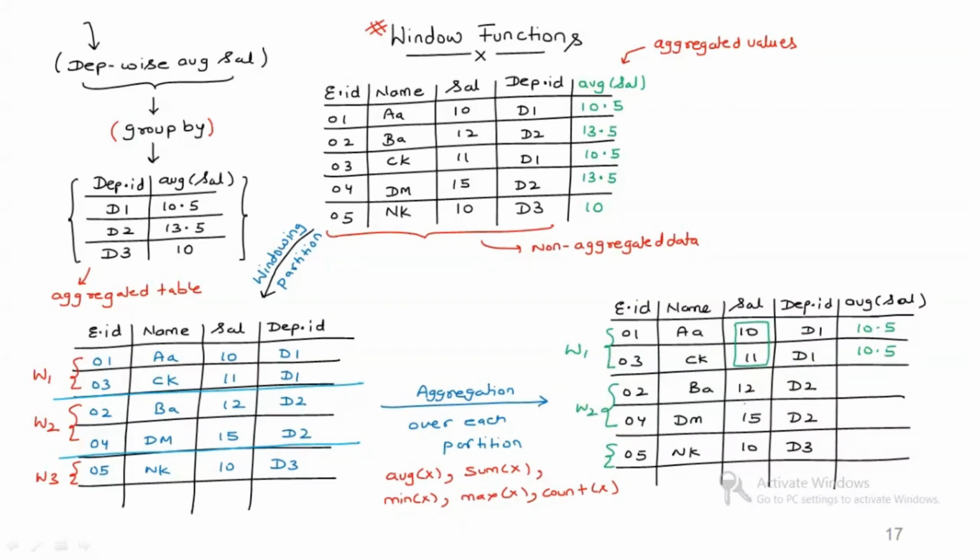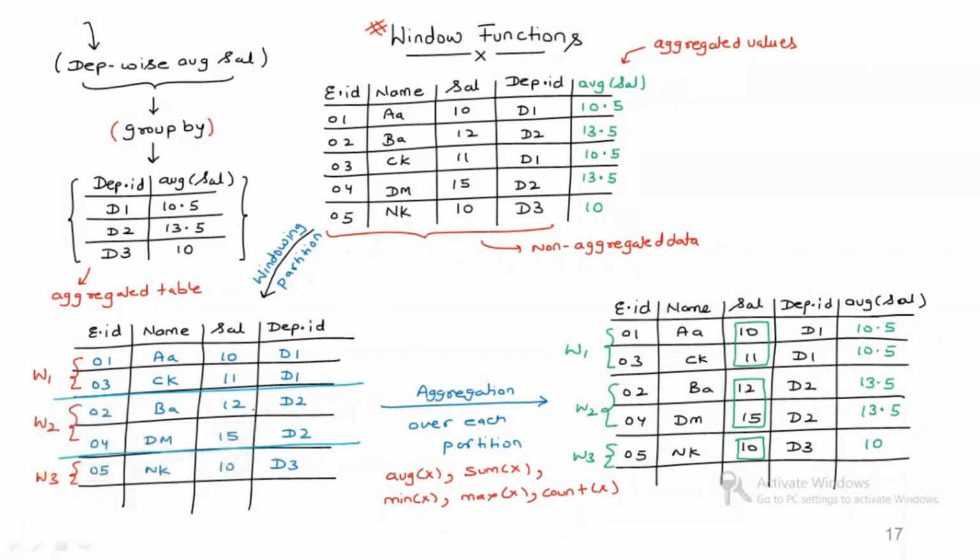Then I'll go to window number 2 and I'll apply average of salary, which is my aggregation function. I'll get 13.5, 13.5. Finally, I'll go to window number 3 and apply the average of salary function. I'll get 10 as the answer. And this is how we apply windows.